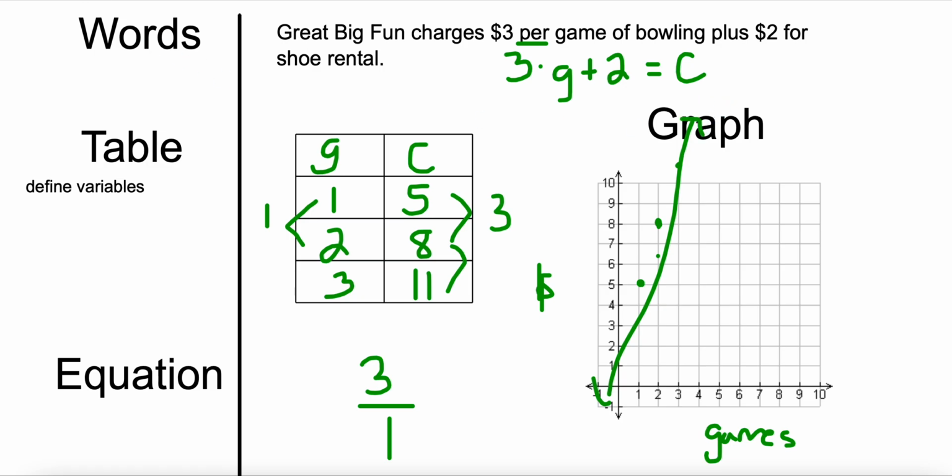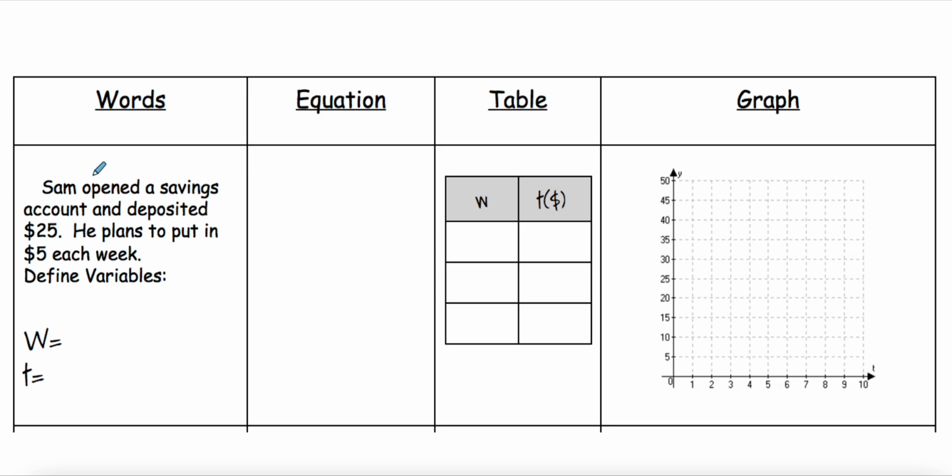All right, let's go to our worksheet and take a look at the first one, the example. Sam opened a savings account and deposited. Deposited means he put in $25. So he starts with $25. He plans to put in, so he's going to put in some more, $5 each week. Remember, the variable always comes right after that. So we have W equals weeks, and T will be my total.